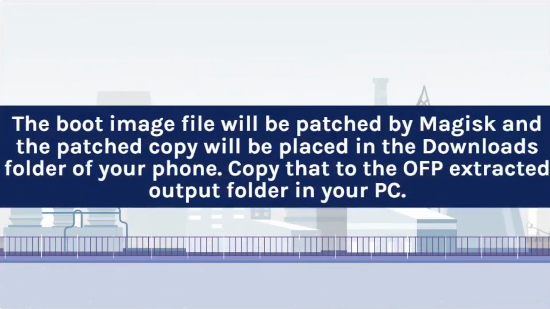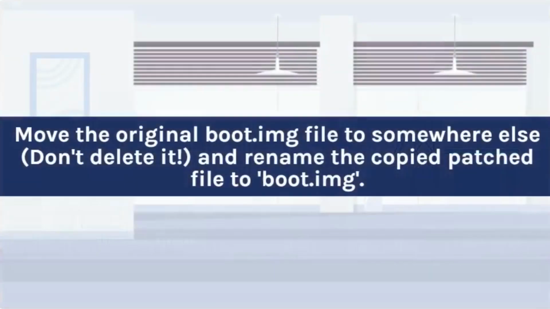The boot image file will be patched by Magisk and the patched copy will be placed in the Downloads folder of your phone. Copy that to the OFP extracted output folder in your PC. Move the original boot.img file to somewhere else, don't delete it, and rename the copied patched file to boot.img.